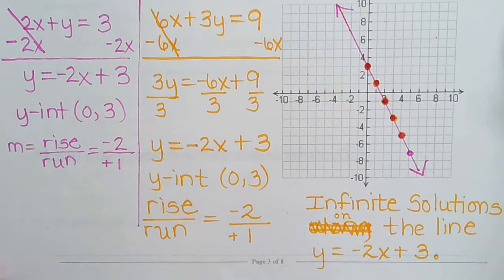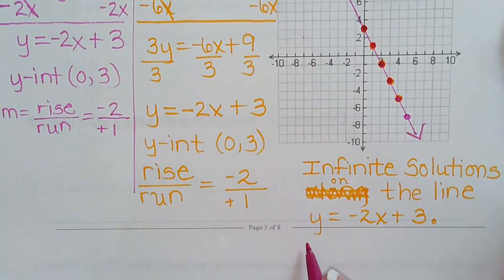So who remembers what kind of system that's called? Remember the little trick I told you? One line depends on the other line. So those are called dependent, or this is called a dependent system.